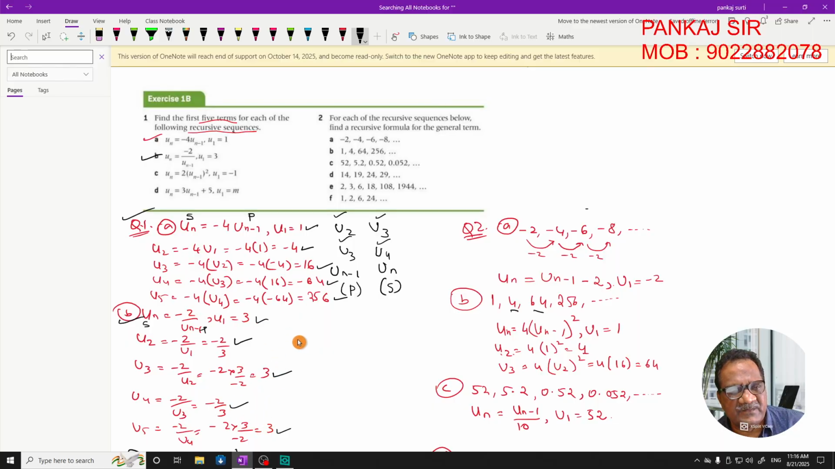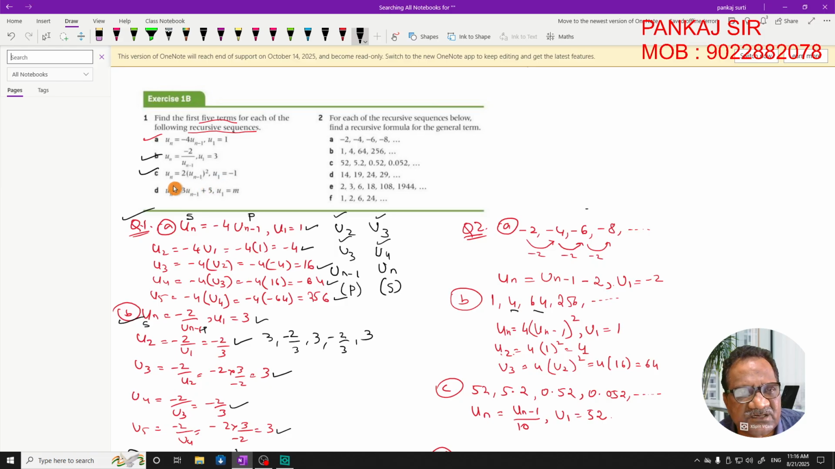This sequence will be alternating this way. Minus 2 upon, first it will start with 3, again 3, again. These are the 5 terms. 1, 2. Is that clear? Now let us go and work out C.